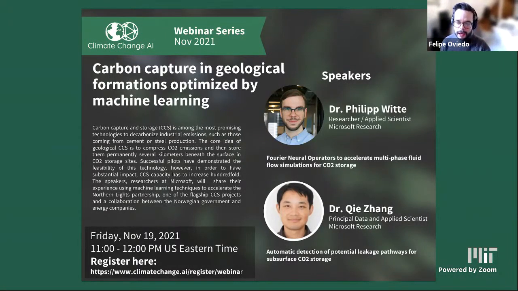Now, we have two great speakers with us today. We have Dr. Philipp Witte from Microsoft Research, Dr. Che Chang from Microsoft Research as well. They will tell us about the project with Northern Lights, which is a very pioneering project of carbon capture and storage. So I hope I will be able to discuss in detail how can machine learning be useful for this.